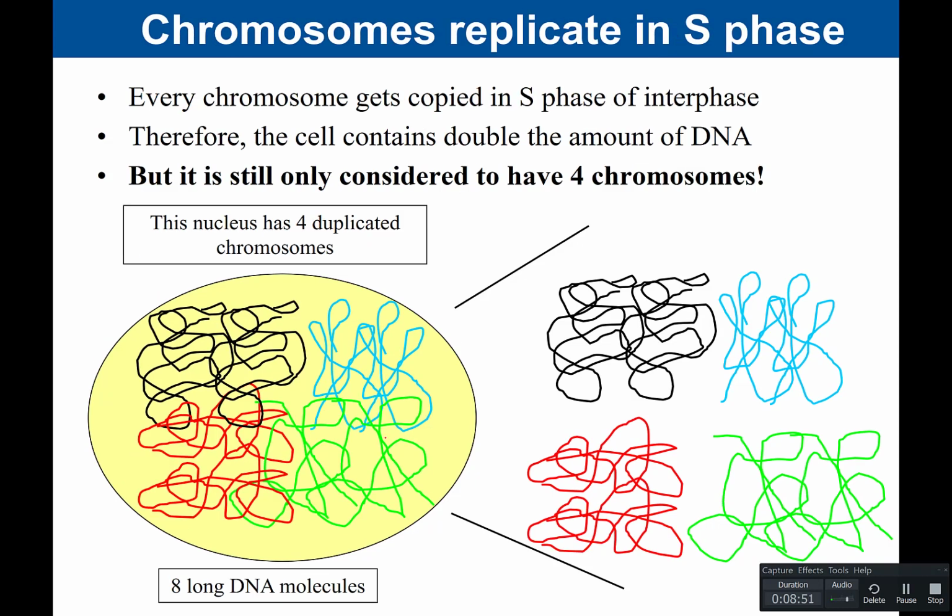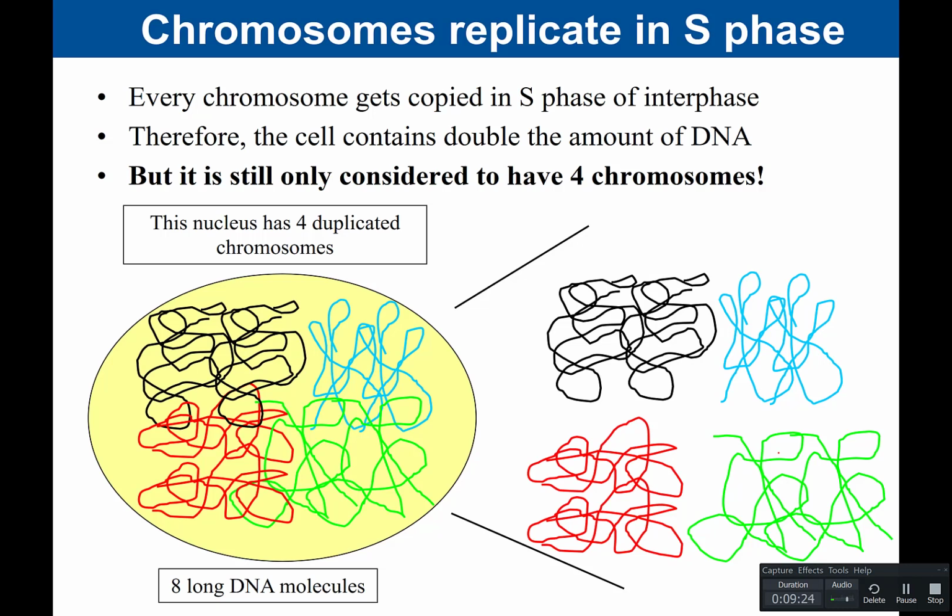Now in S phase, remember that S stands for synthesis, and that means that is when the DNA is going to be duplicated. It's going to copy itself. So if we look at our example of our nucleus, notice that our black one was duplicated, the blue one was duplicated, the red was duplicated, and the green was duplicated. So now this nucleus has 4 duplicated chromosomes.